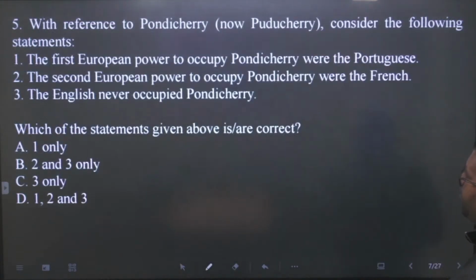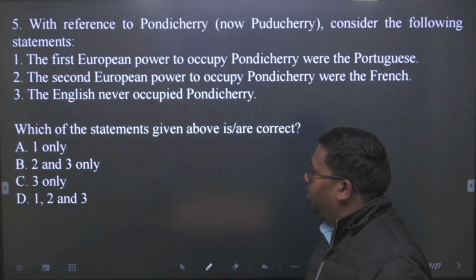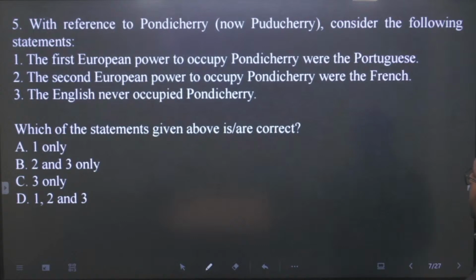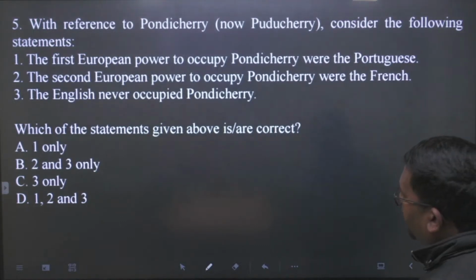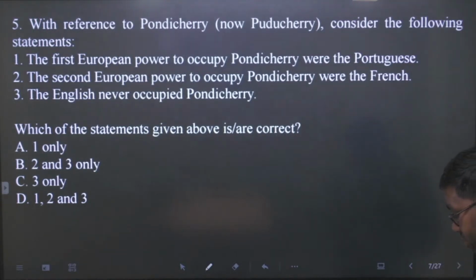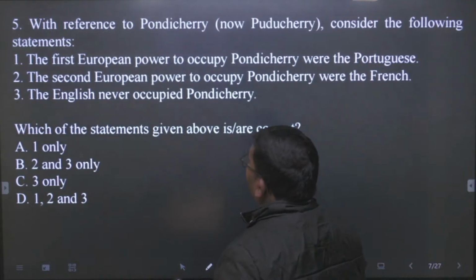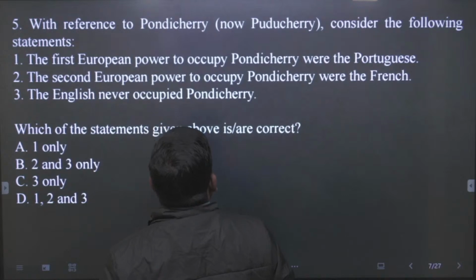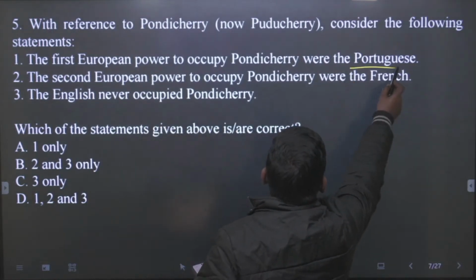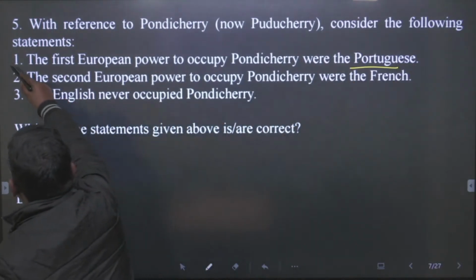Then we have a question with reference to Pondicherry. Consider the following statements, and how many of these statements are correct? Okay, so in this, the first: the first European to occupy Pondicherry were the Portuguese. Okay, yes, this statement is true.